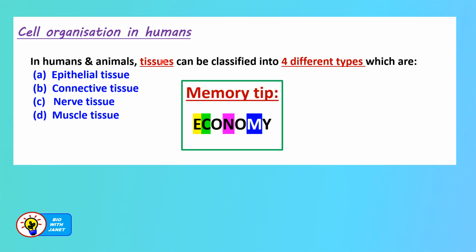So our topic is cell organization in humans. To recap, in humans and animals, tissues can be classified into 4 different types, which are epithelial tissue, connective tissue, nerve tissue, and muscle tissue. Our memory tip is ECONM, as in the previous video, where we discussed this memory tip. E is for epithelial tissue, CO for connective tissue, N for nerve tissue, and M for muscle tissue. So remember this useful acronym for the 4 different types of human or animal tissue.